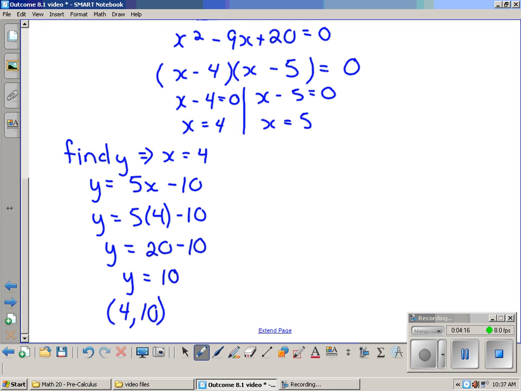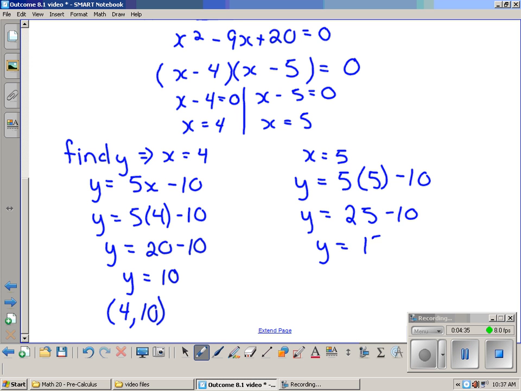I then need to find my y value when x is equal to 5. Same process, I'm going to substitute into that same equation. So I have 5 times 5 minus 10. So y is equal to 25 minus 10, or y is equal to 15. This is then the point 5 and 15.